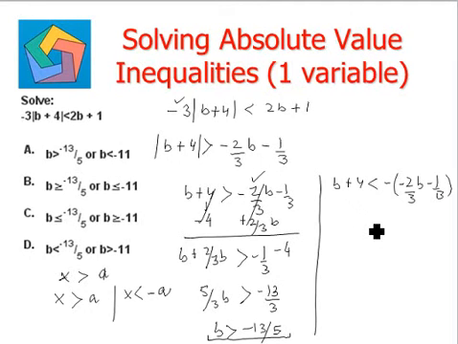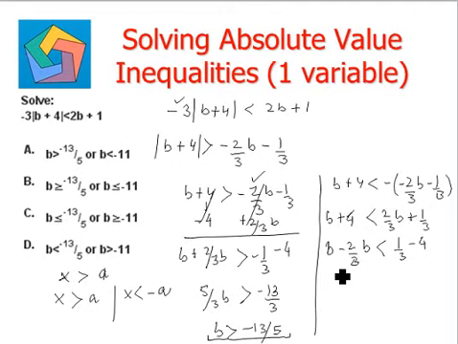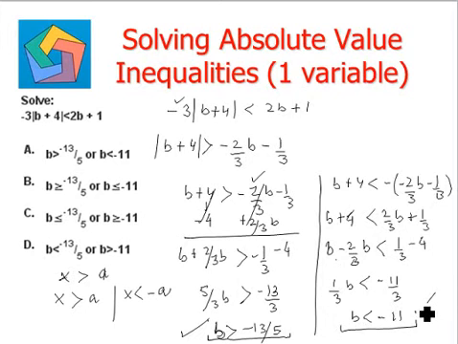Now let's look at the second value of b. This becomes b plus 4 less than 2/3 of b plus 1/3, negative times negative all becomes positive. Now we subtract 2/3 of b from both sides and negate 4 also from both sides, and finally we get 1/3 minus 4. This is 3b minus 2b, that is 1/3 of b, less than negative 11/3. When we solve this, b becomes less than negative 11. So the two values of b are b greater than negative 13/5 and b less than negative 11. This can be seen in option A.